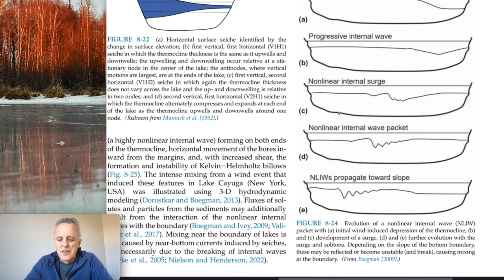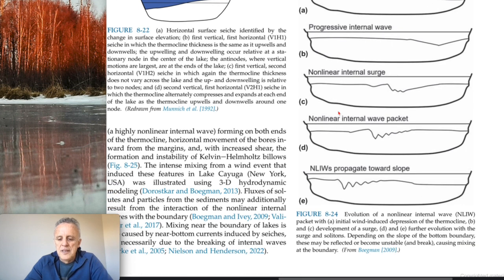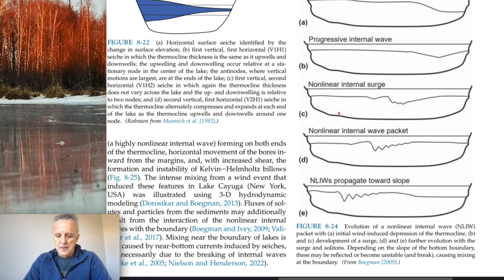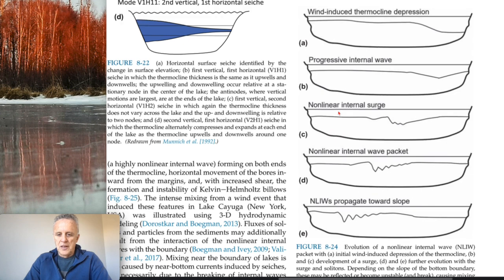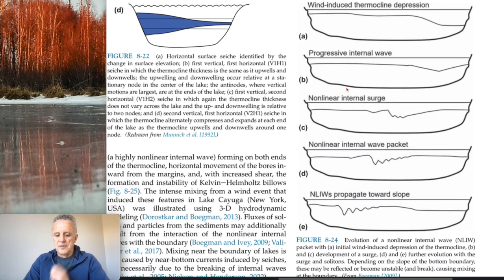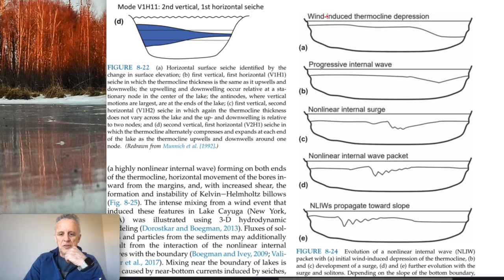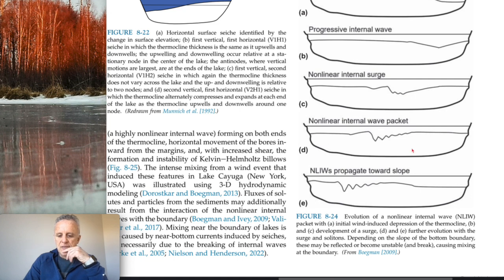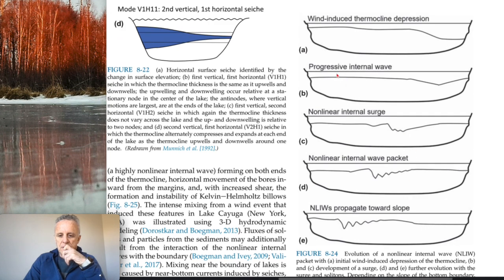And then the last figure is the evolution of a nonlinear internal wave, NLIW, packet with the initial wind-induced depression of the thermocline. So we have a depression of the thermocline that was wind-induced right here. Very likely the wind is coming from the left and going to the right. And B and C, development of a surge. So we have a surge development here, a surge on this side, and C.